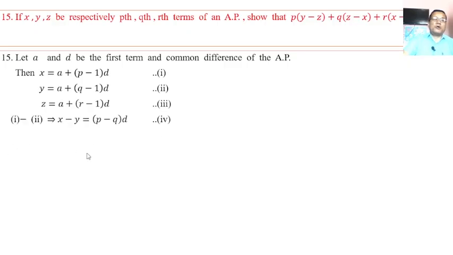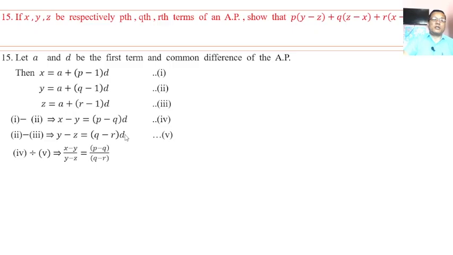Then we have equations in a and d. Subtracting 1 from 2, we have this equation 4. Subtracting 2 from 3, we get this. And dividing 4 and 5, we have this.